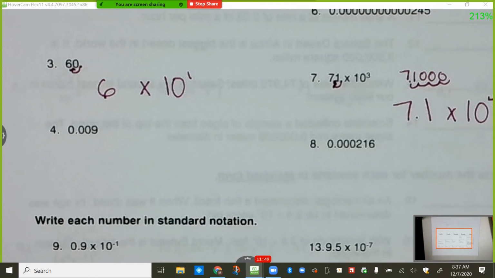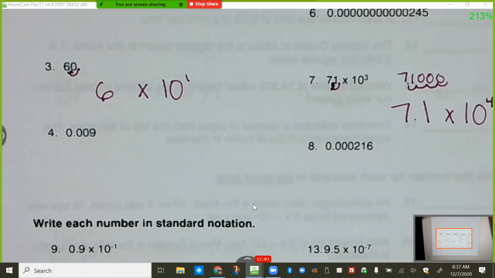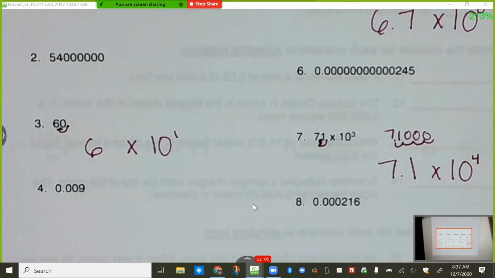Okay? If you want to check your work, I do have something to come check your work at my desk. Those of you online, if you want to check your work, feel free to text me. And this is what you're working on. We did number 5.